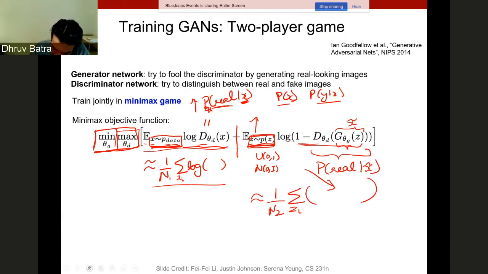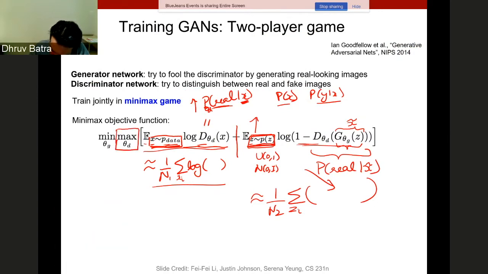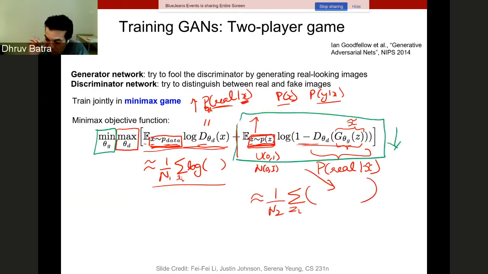And as far as the generator is concerned, let me use a different color so it becomes clear which one I'm talking about going up and which one I'm talking about going down. So red is this and green is this, and this is the only term that involves green. The generator wants this term to go down because this is exactly the probability of generated data being identified as generated, and the generator does not want that. We want to optimize the generator parameters so that they are not identified as synthetic.